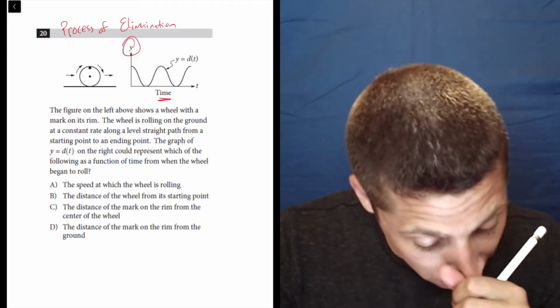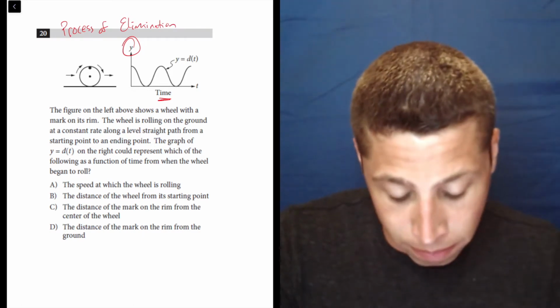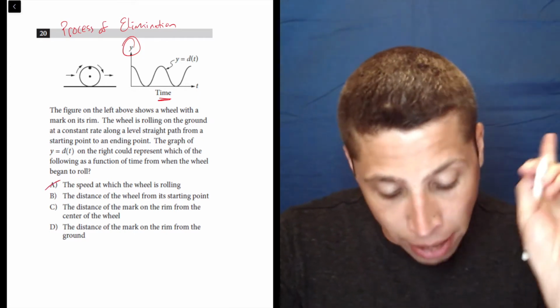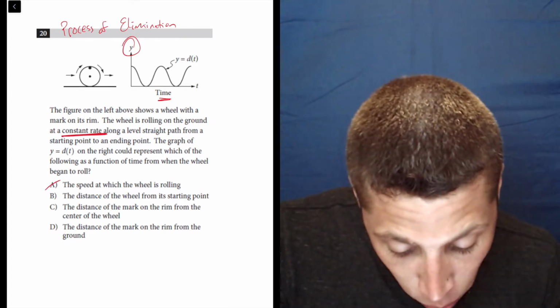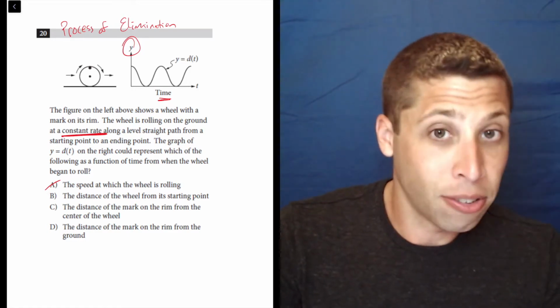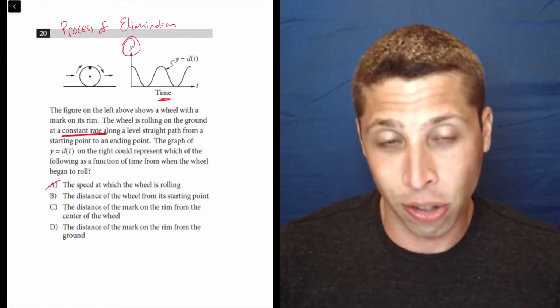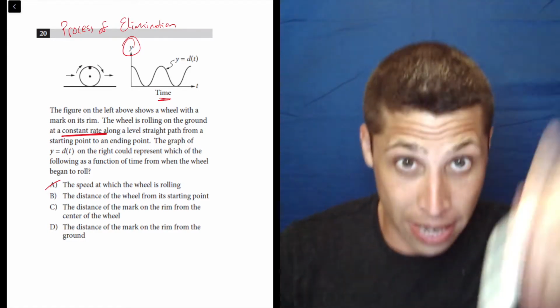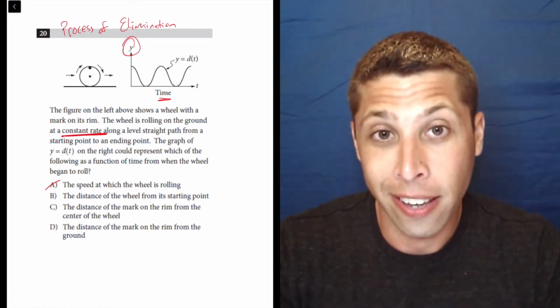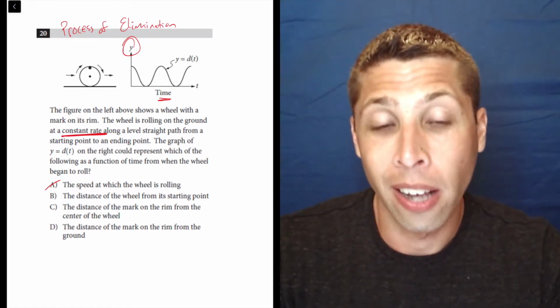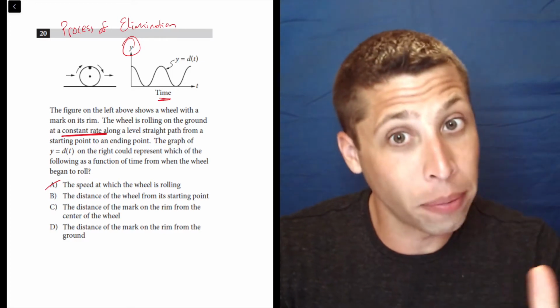So A, the speed at which the wheel is rolling. Well, that's really bad right away because it says it's going at a constant rate. Constant rate means that speed is not changing. So the speed is not going to go up and down because it can't. The story told me otherwise. So there you go. That's why we read.